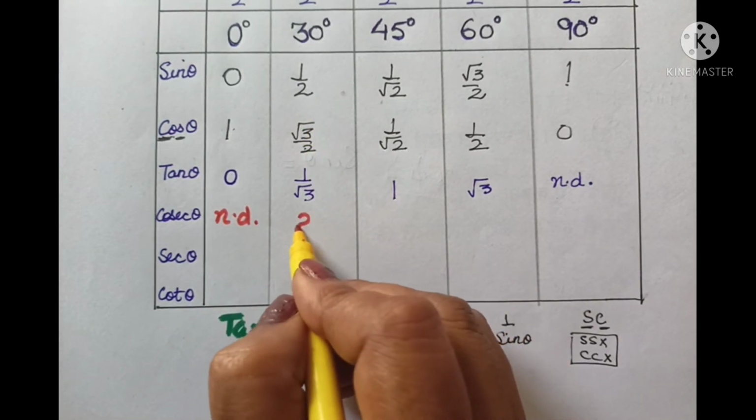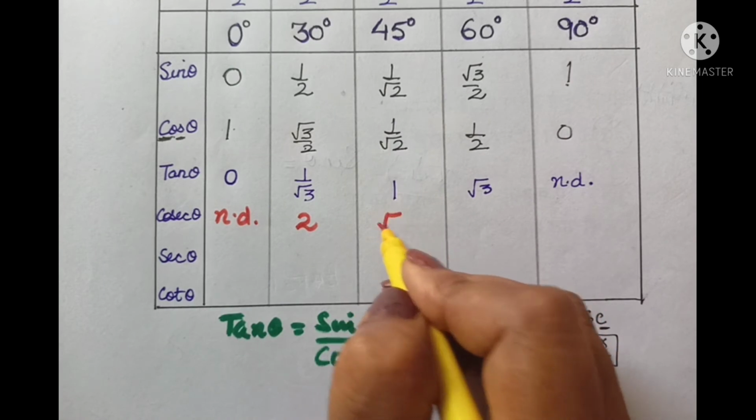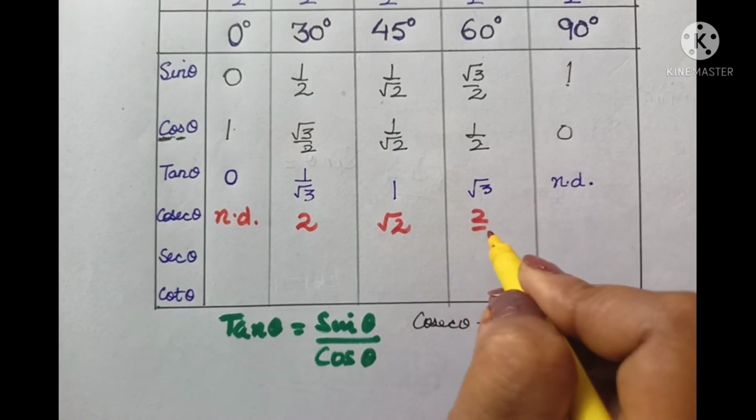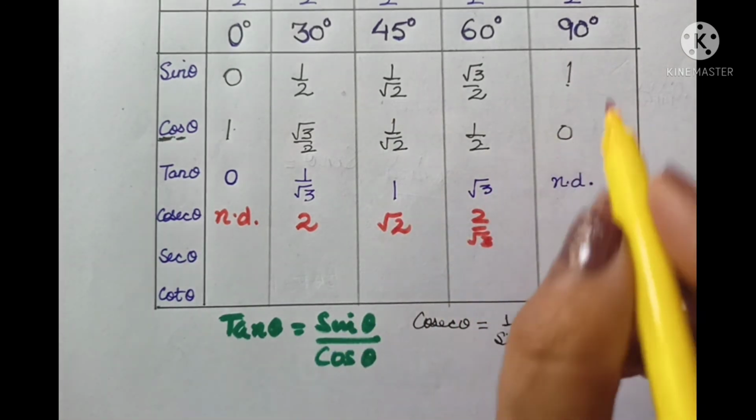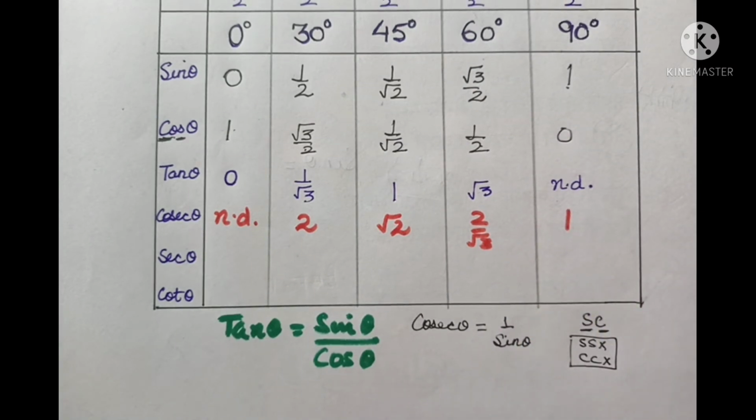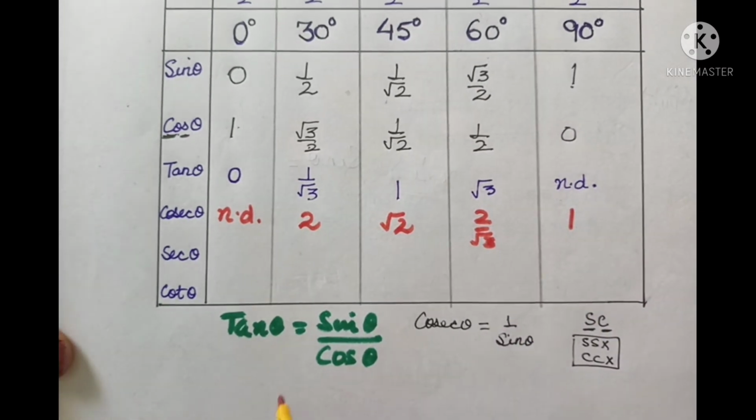Reciprocal of 1 by 2 will be 2. 1 by root 2 will be root 2. Root 3 by 2 will be 2 by root 3. And reciprocal of 1 is 1 itself. So these are the values of cosecant.